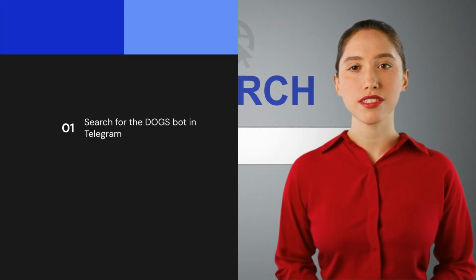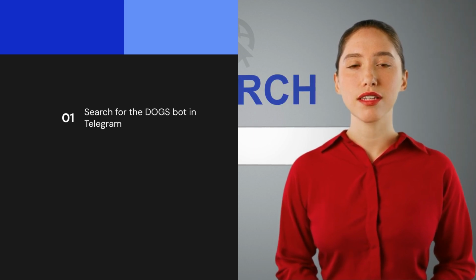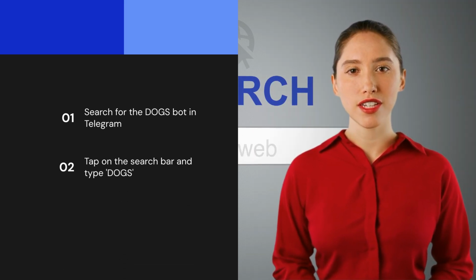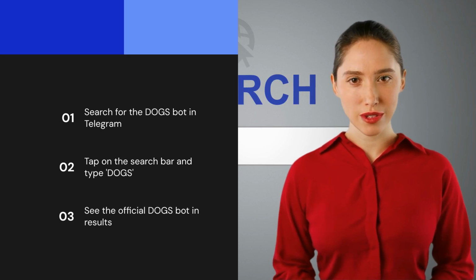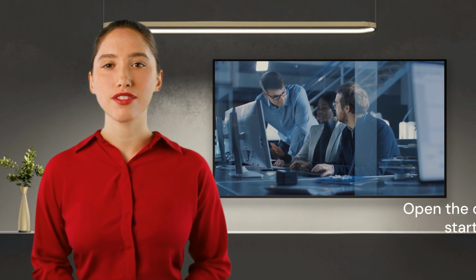Next, search for the Dogs bot within the Telegram app. Simply tap on the search bar at the top and type dogs. You should see the official Dogs bot in the search results. Tap on the Dogs bot to open the chat interface.